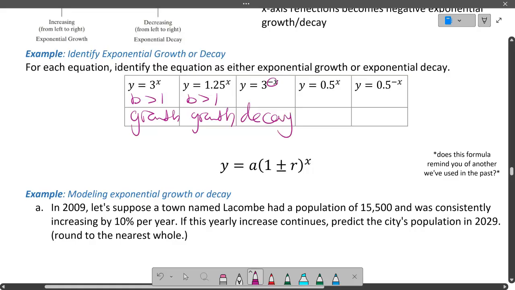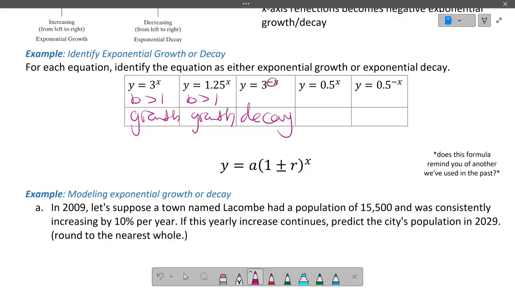All right, 0.5 to the x. It is also decay because b is less than 1. That is backwards by a lot, okay? So b is between 0 and 1, so we have decay. All right, and then what about 0.5 to the negative x? That's going to be growth. So the 0.5 starts the graph doing this, but then we have the y-axis reflection that flips it around, and it actually ends up being growth.